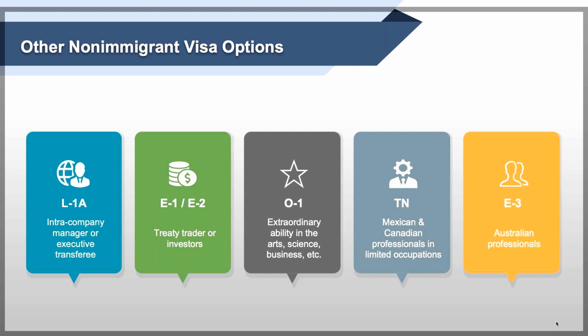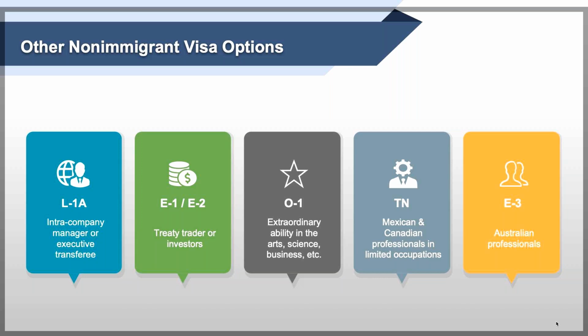But the L1A is a very versatile option for those employers that have offices outside the US or related entities outside the US and seeking to transfer executive or managerial employees. The E1 and E2 visa is for only certain foreign nationals from countries that have a treaty agreement with the US who are coming to the US to either engage in substantial trade or make a substantial investment in a US entity that thereafter they're going to run.